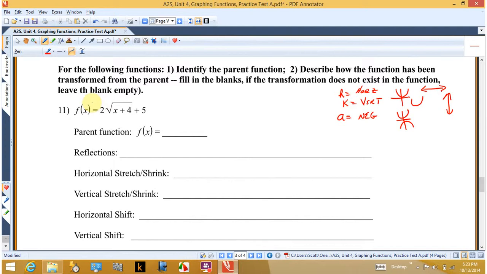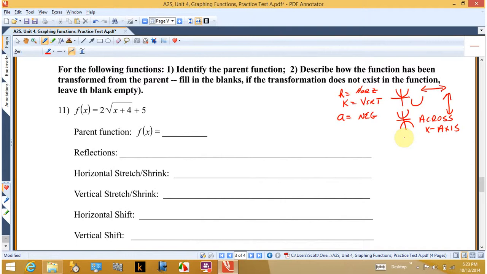A is the stretch value that's in front of the parentheses. And the last thing would be a stretch or shrink. Now remember, a reflection here that I just showed you would be a reflection across the x-axis. We did not do any reflections across the y-axis. That would be where the graph flips from left to right. So there's not going to be any reflections across the y-axis in these problems.